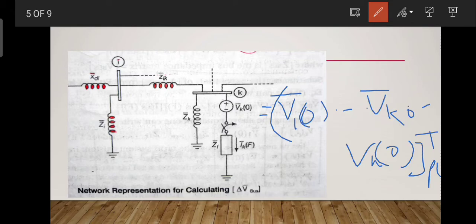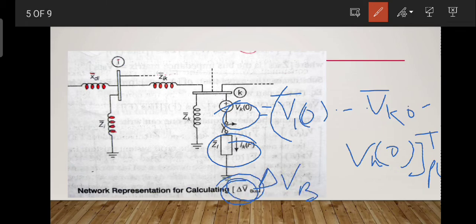The fault at the kth bus through an impedance of ZF will cause a change in the voltage of the bus, delta V bus. That is, the change in voltage is equal to delta V bus due to the flow of heavy current through the transmission line. This change can be calculated by applying voltage V_K0 at the kth bus and short circuiting all other voltage sources. The sources and the loads are replaced by their equivalent impedance.